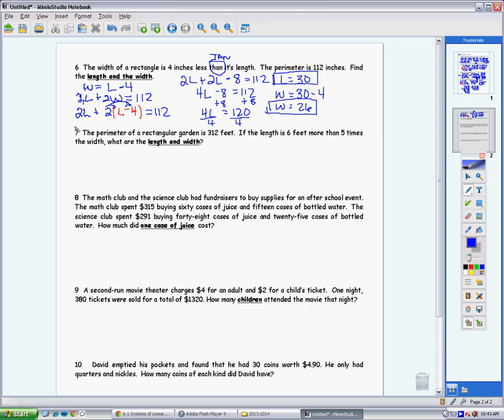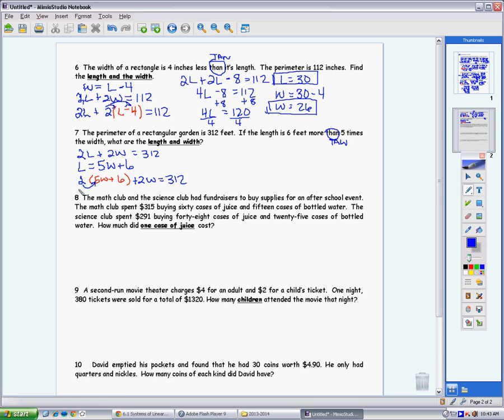Okay, number 7 is similar. The perimeter of a rectangular garden is 312 feet. So again, 2 lengths plus 2 widths equal 312. If the length is 6 feet more than 5 times the width, okay, again I have a turnaround word. So that means I'm going to flip those two phrases around. This time I have the length is 5 times the width plus 6 more. So again, substitution looks really good here. So I'm going to plug in 2, and then I'm going to substitute in for the length, 5w plus 6, and then the rest of my equation plus 2w equals 312.